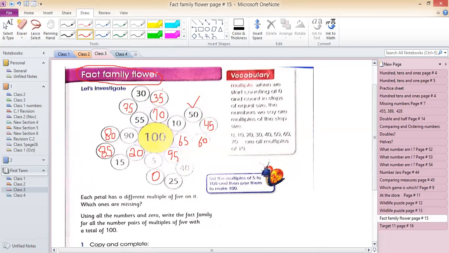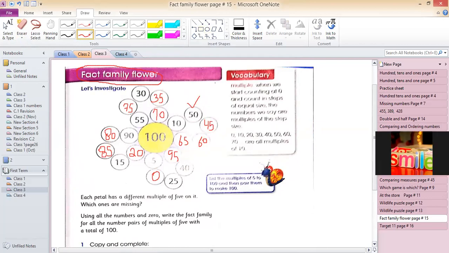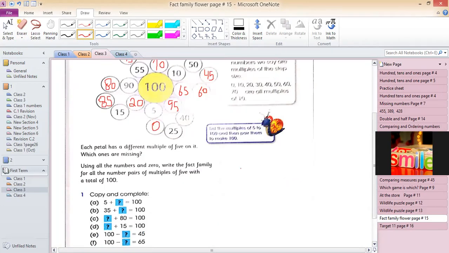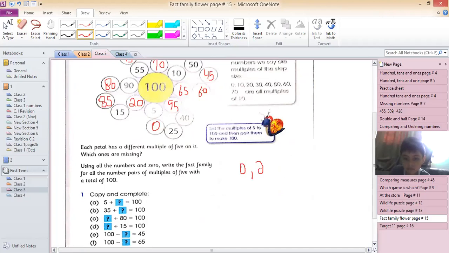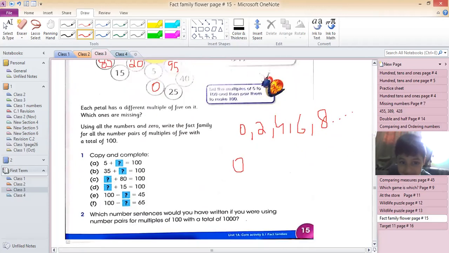What are the multiples, guys? When we start counting at 0 and count in steps of equal sizes, the numbers we say are the multiples of that step. Let's suppose we start counting at 0 and count on in twos: 0, 2, 4, 6, 8, and so on. So these will be multiples of 2. If we start from 0 and count on in threes: 0, 3, 6, 9, 12, and so on. So these will be multiples of 3.